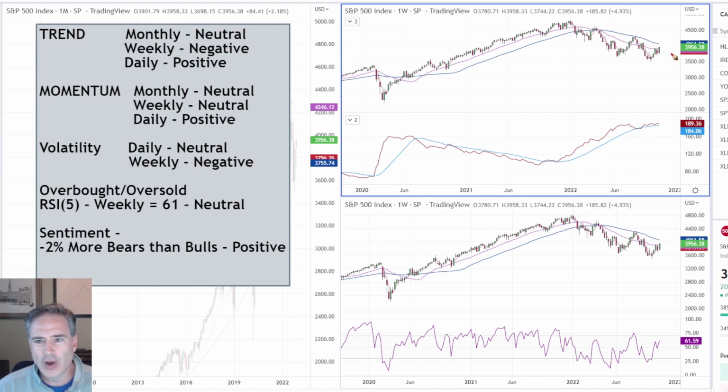I mean, we don't know how long this rally is actually going to take place, but I do think, based on what I'll describe here in a minute, we want to push a little bit higher for now. The overbought oversold is pretty much neutral, 61, 62%. It's not overbought, not oversold.